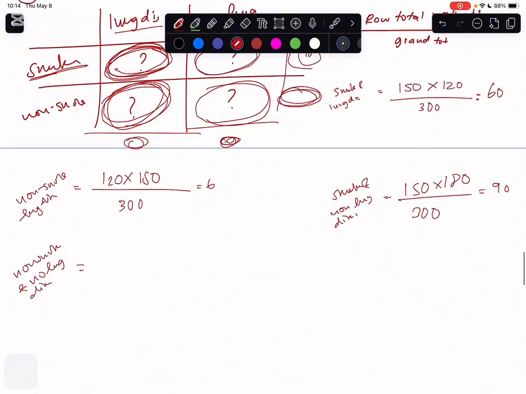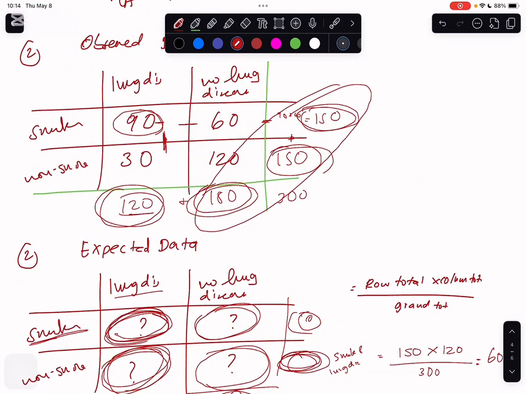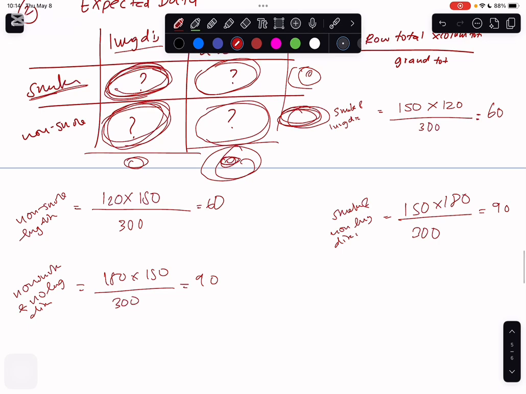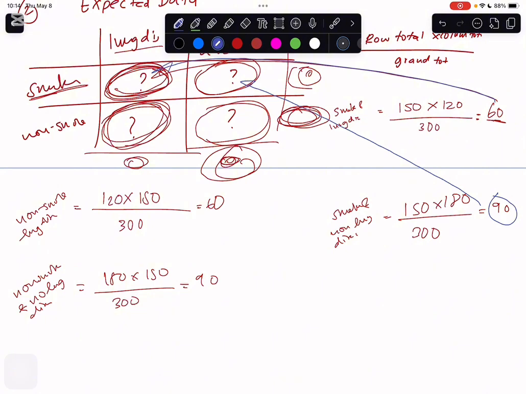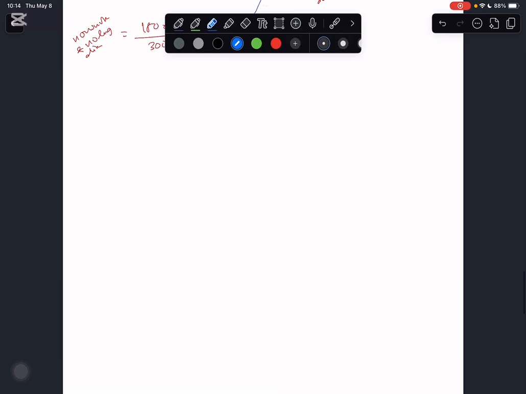The value here, times the value here for this table, is 180 times 150, all over 300, which gives me a value. What's the value? 90. So what we generated was this number here, this number here, this number here. So I can replicate this table again and give you the expected table.